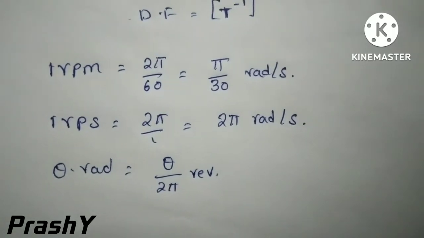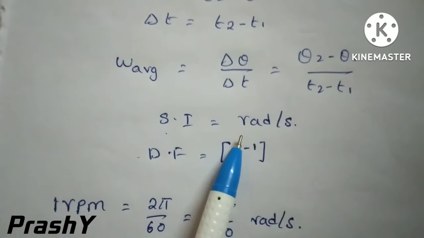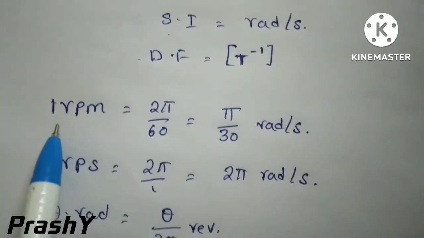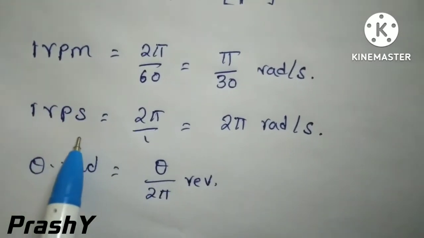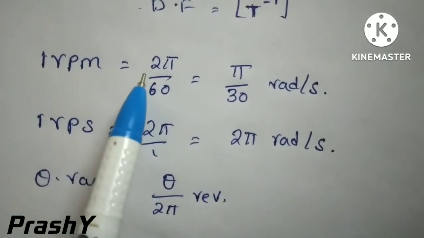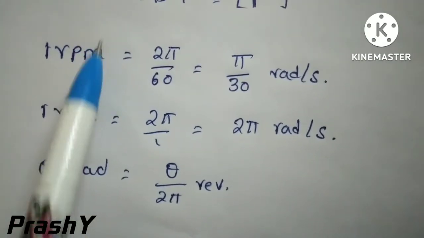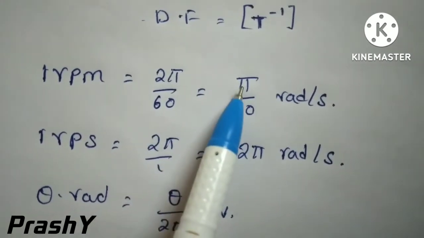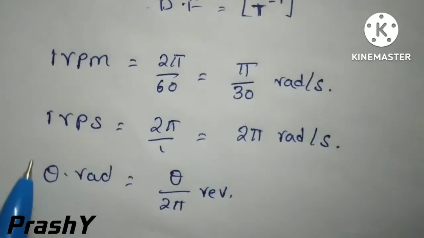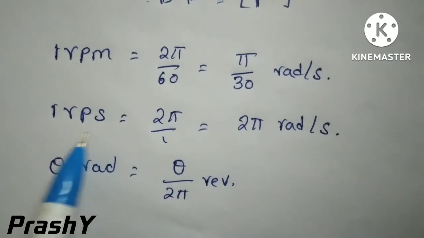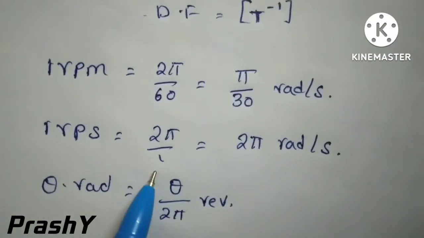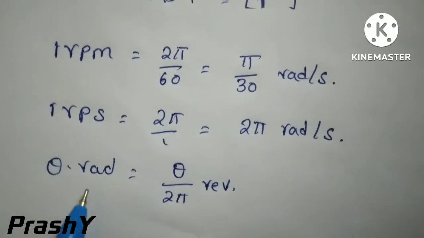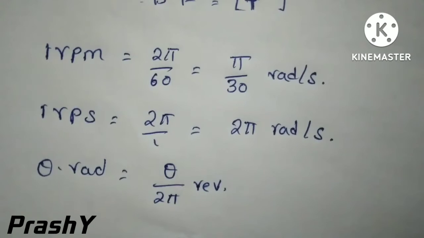So the SI unit of angular velocity is radian per second. But most often angular velocity is also measured in revolutions per minute and revolutions per second. So 1 revolution per minute is equal to 2 pi by 60. That means 1 revolution per minute, 1 minute is equal to 60 seconds, so 2 pi by 60. That is equal to pi by 30 radian per second. And we also measure in revolutions per second. 1 revolution per second is equal to 2 pi by 1 second, that is equal to 2 pi radian per second. Now theta radian is equal to theta by 2 pi revolutions.